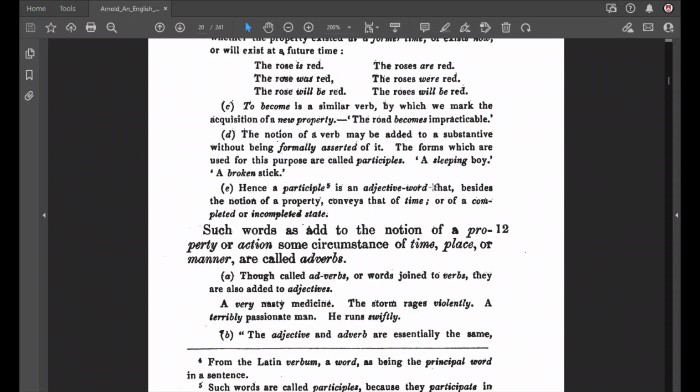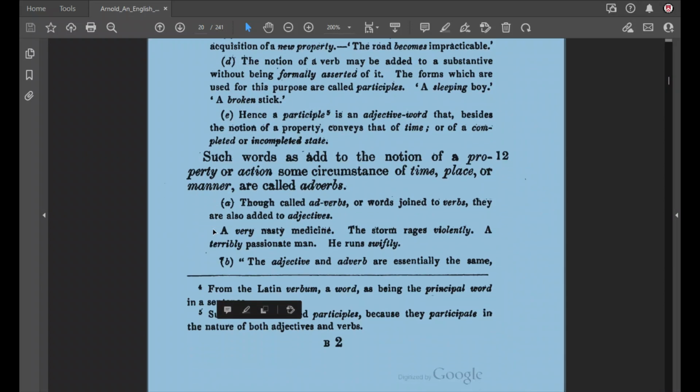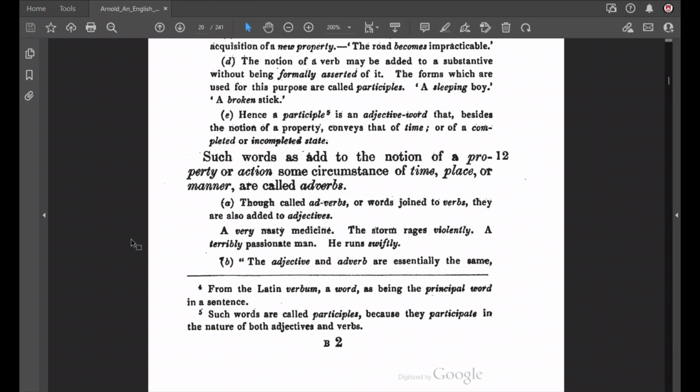Let's get back to our text. Paragraph number 12. The next part of speech, we have here our adverbs. Such words as add to the notion of a property or action some circumstance of time, place, or manner are called adverbs. So in this book, the sixth part of speech that's listed are adverbs.